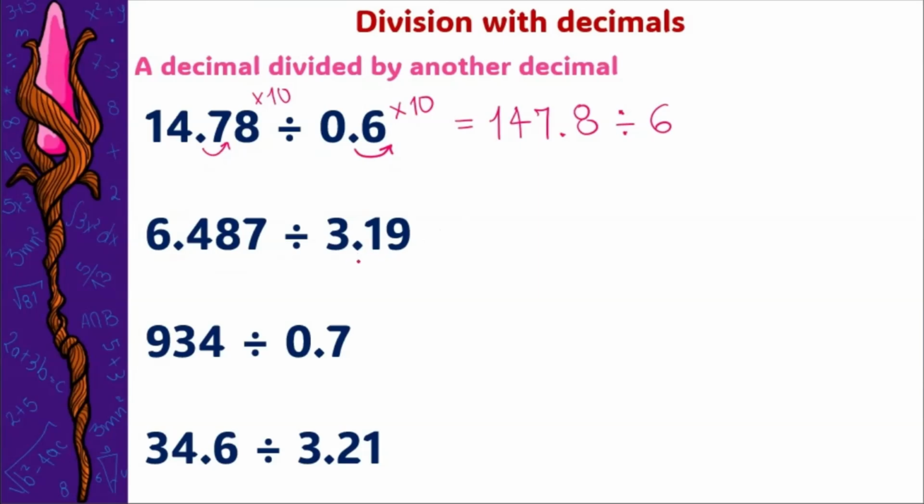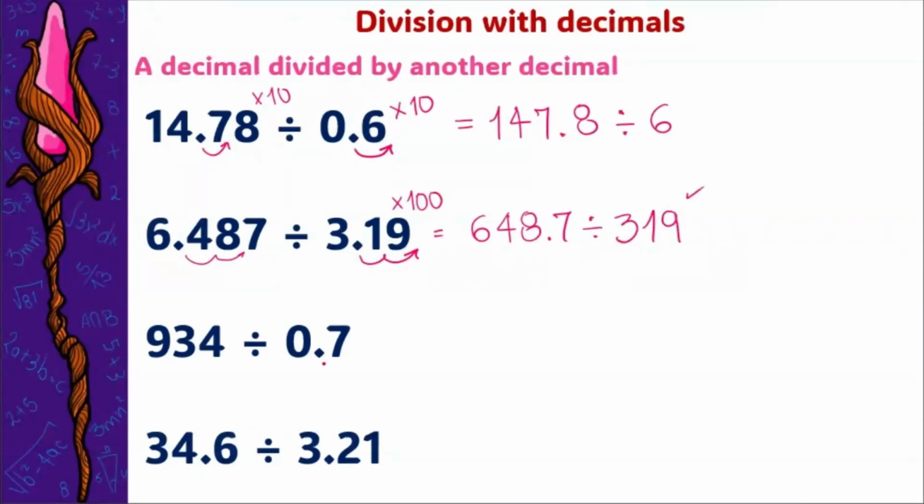For this one, we are going to have to multiply twice to make the second number a whole number. That means we need to multiply by 100. Two zeros, 2 times that we move the decimal point. And this one is going to move 2 places too. So this is the same as saying 648.7 divided by 319. This is a whole number, so we already know how to do this one.